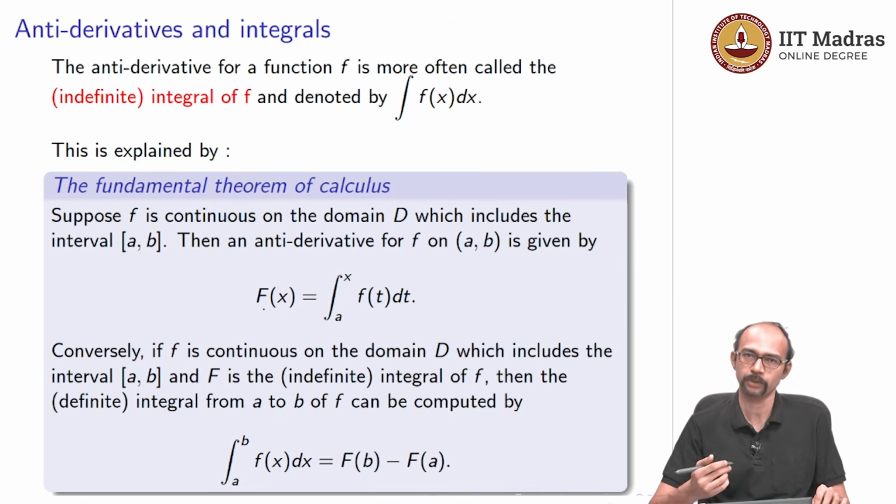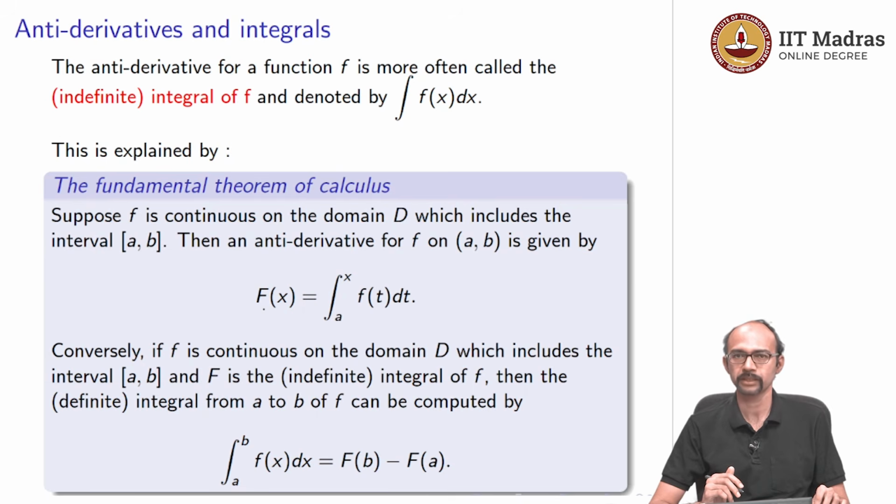So, this is the second part of the theorem, the converse in some sense, and capital F is the indefinite integral of little f. That means capital F has the property that when you differentiate capital F you get little f. Then the definite integral from a to b of little f can be computed: integral from a to b of f of x dx is equal to capital F of b minus capital F of a.